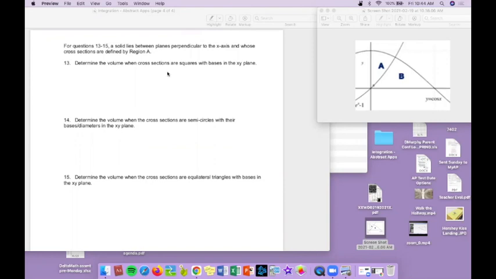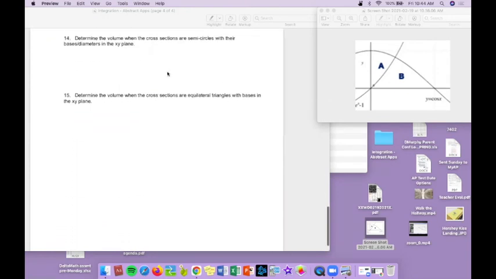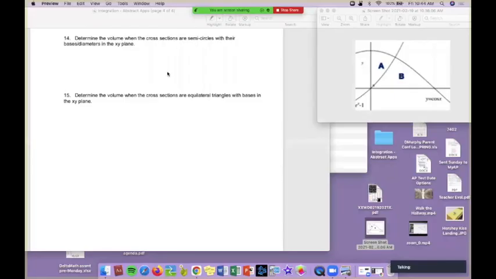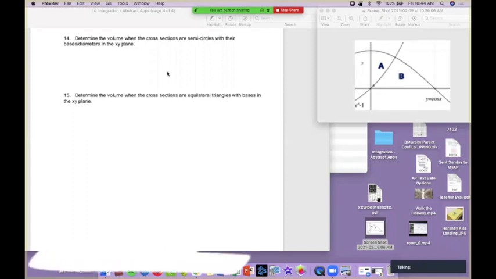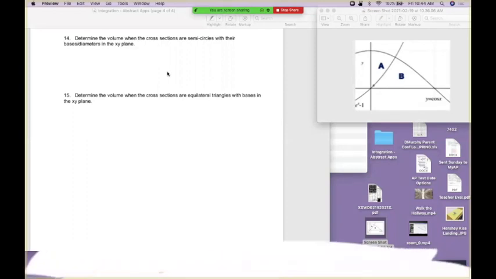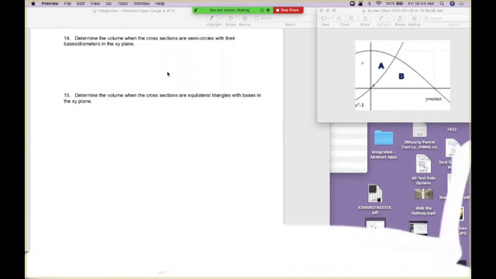We've done the cross-sectional squares. Now, what happens if the cross-sections were semicircles with their bases or diameters in the xy plane? What would that look like? If you think you can go ahead and get the equation, go ahead. I'm going to try to represent it graphically so you can have a look at it.